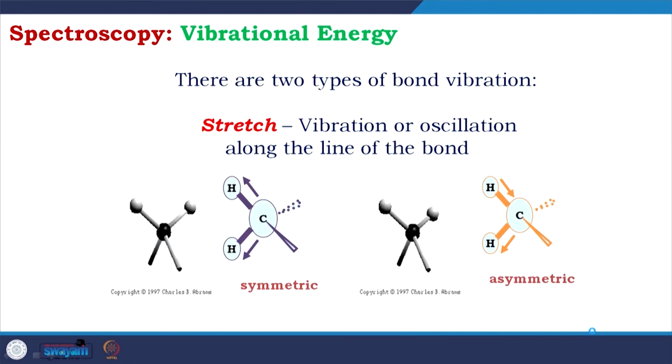So, there are two types of bond vibrations. Again, I talked about them: stretching vibration or oscillation along the line of the bond. They could be symmetric, as you see here, both are having a symmetry, and asymmetric. If you see, one is getting small and the other getting bigger. So, that is asymmetric.